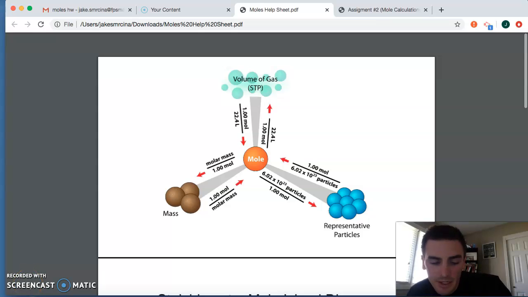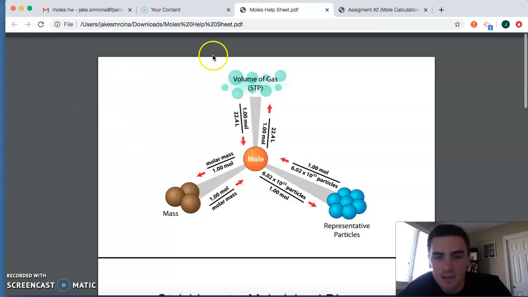This would be an explanation of a sheet I included on our homepage called the Moles Help Sheet. This is something I would have given you in class. I kind of doctored it up so you have different versions, but it is a sheet that if you're really getting stuck on mole problems and you don't understand how to get from one unit to the other, this would be a really great example of just a guide you can use.